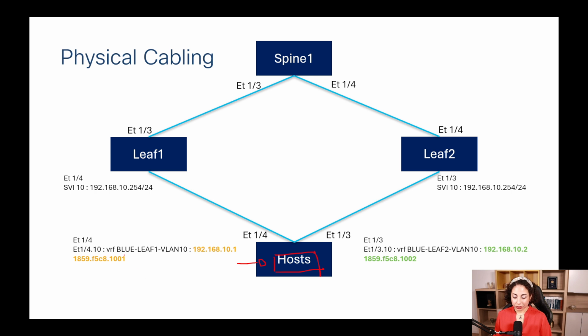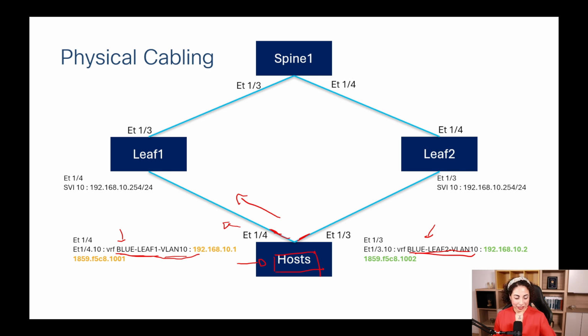I configured in it two different VRFs. The first VRF is named Blue Leaf 1 VLAN 10, and the second one is Blue Leaf 2 VLAN 10. And then here I am configuring an interface with sub-interfaces, with encapsulation dot1q 10 here and as well there, so that I ensure that to communicate from this leg to this leg, I go through the fabric. So this is why we have these two VRFs. Otherwise, the traffic would not go out from the host, right?